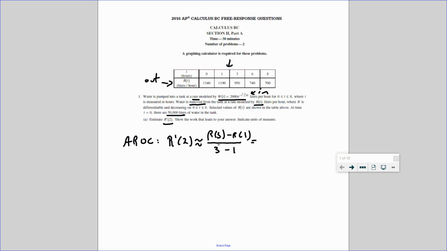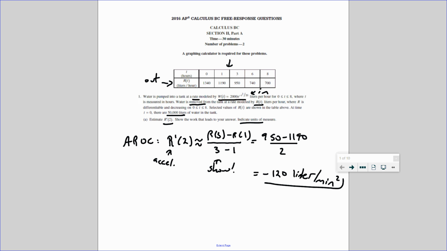Now, be very careful. You want to show this on the AP. You want to get full credit for that. If we type all this in our calculator, on top you get 950 minus 1,190 over 2. I went ahead and typed this in my calculator, and we get negative 120 liters per minute. Now be careful of the units, indicate units of measure. This is already a rate, so this would be like an acceleration, so that's going to be minutes squared right there. And there's our answer for part A.